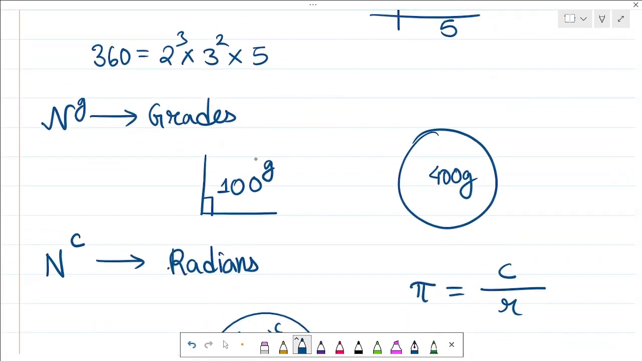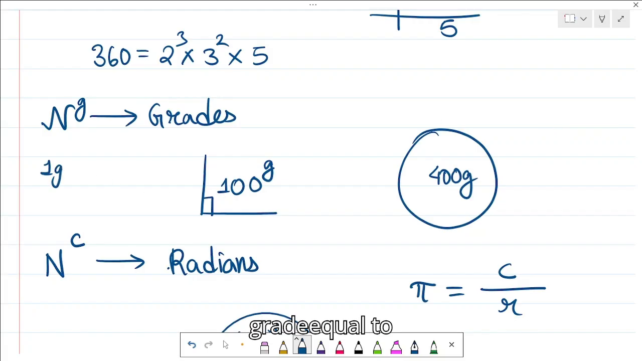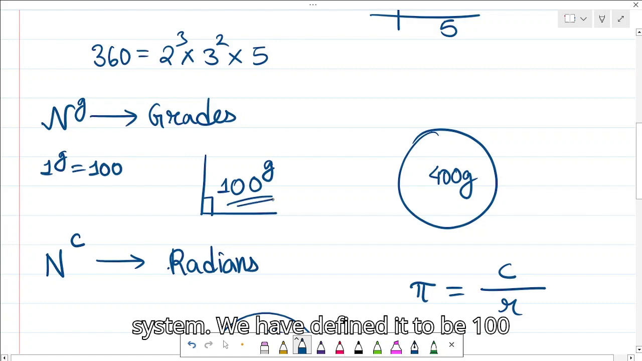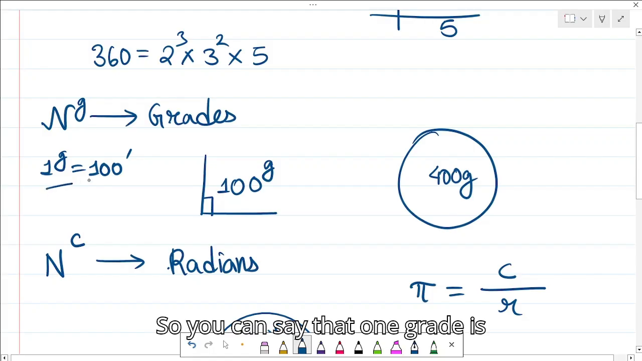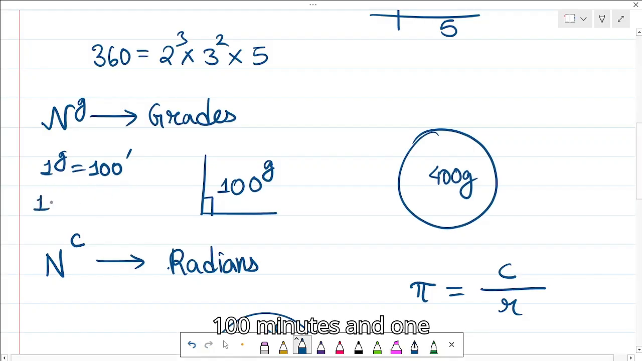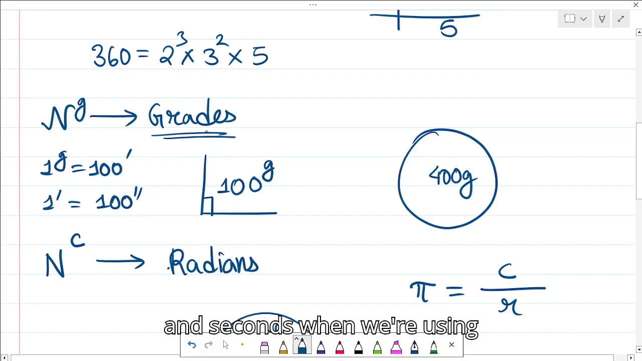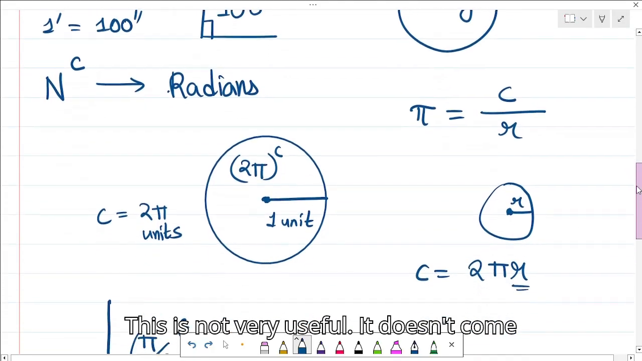The grades has minutes and seconds as well, but it's not 60 minutes. 60 minutes is not one grade. We have one grade equal to 100 minutes because this is a decimal system. We have defined a right angle to be 100 grades. So you can say that one grade is 100 minutes, and 1 minute is 100 seconds. So that's how we convert minutes and seconds when we're using grade as our unit. This is not very useful. Doesn't come up that often.